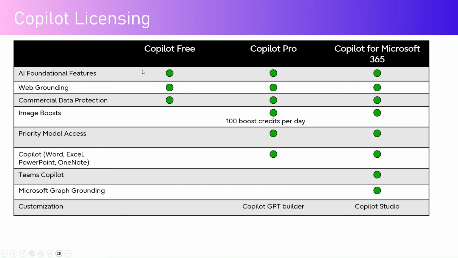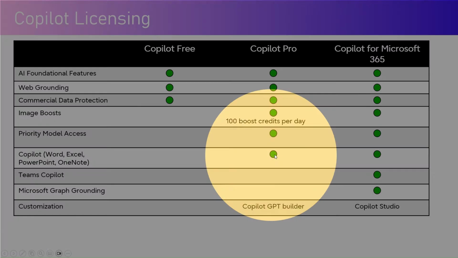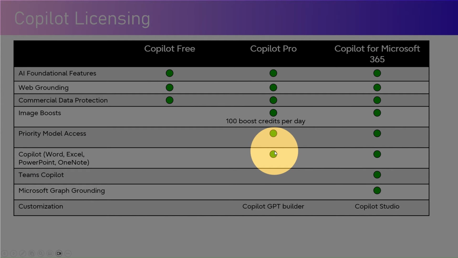Now, in the Copilot Pro, you get priority model access. That means you get more compute compared to other models. You get Copilot in Word, Excel, PowerPoint, and OneNote in Copilot Pro. However, Teams Copilot is present in Microsoft 365 only. So that means you don't get Teams Copilot in Copilot Pro as of now.